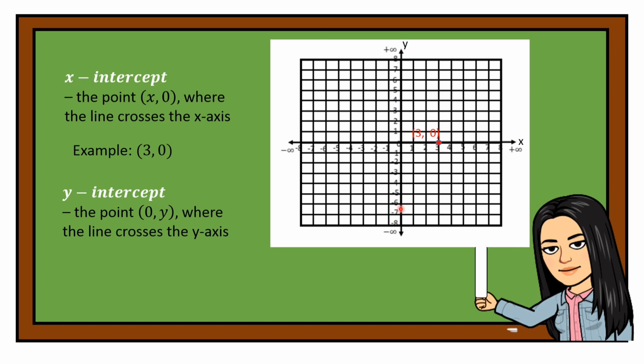Next, the y-intercept is the point (0, y) where the line crosses the y-axis. So, sa Cartesian plane, makikita natin ang y-intercept sa y-axis. Example, (0, negative 3). So, this is our y-intercept. So, connecting these 2 points, we have here our graph.